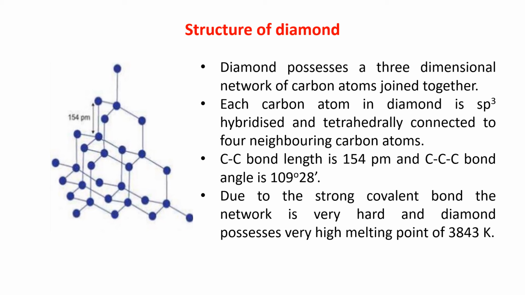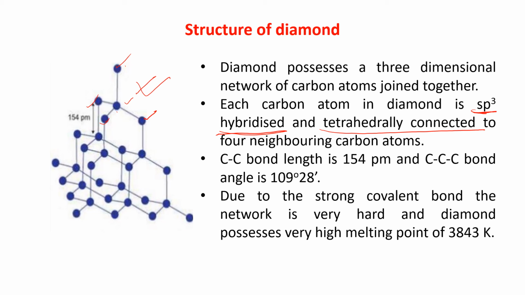Now structure of diamond. This is the structure. You are very much familiar with this structure. Now diamond possesses a 3-dimensional network of carbon atoms joined together. Each carbon atom of diamond is sp3 hybridized and tetrahedrally connected like this. This is the structure, tetrahedrally. 4 atoms, 1 and 4. 1, 2, 3, 4.